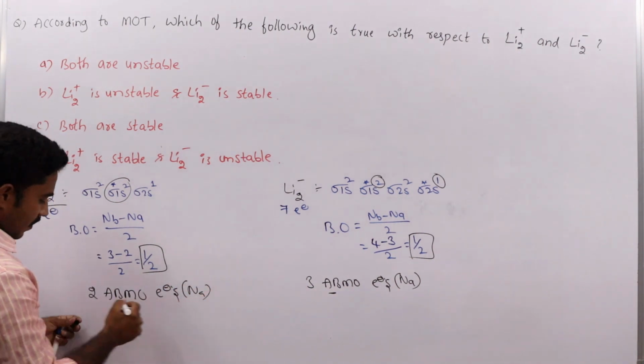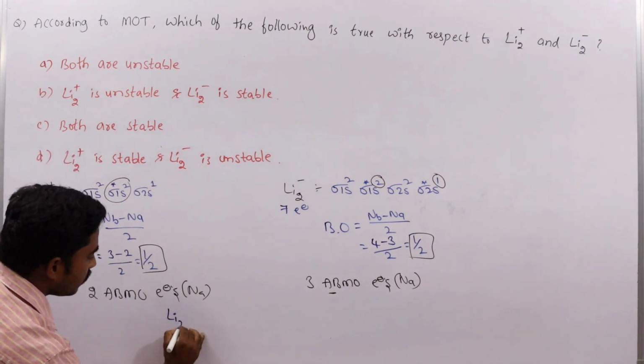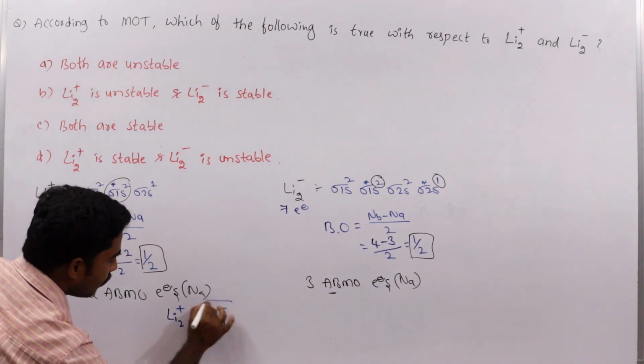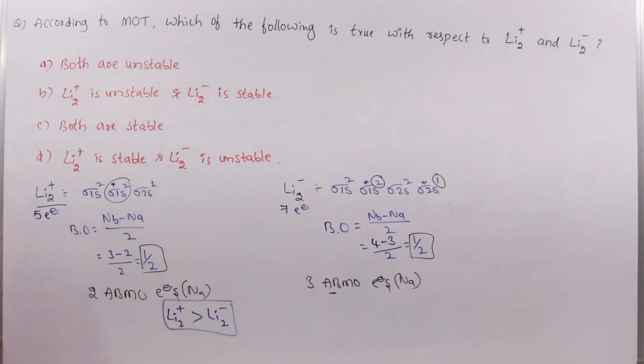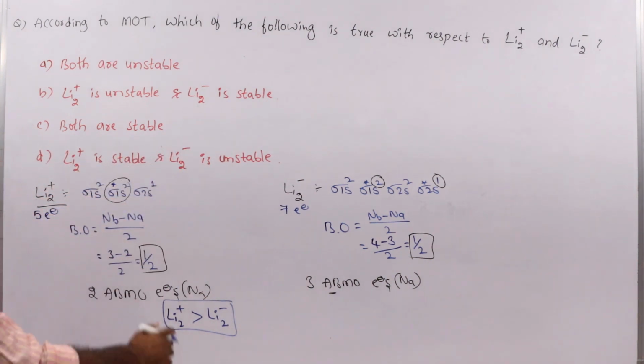So what we can say here is that Li2 plus is more stable than Li2 minus. Means this is more stable, this is less stable. So which option is correct? Li2 plus is stable and Li2 minus is unstable. That's why the answer is this one.